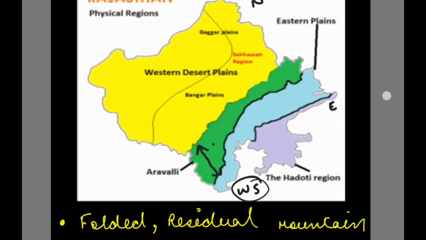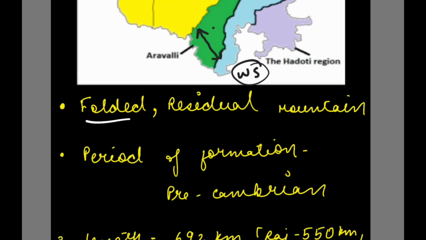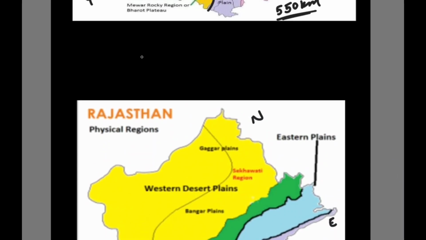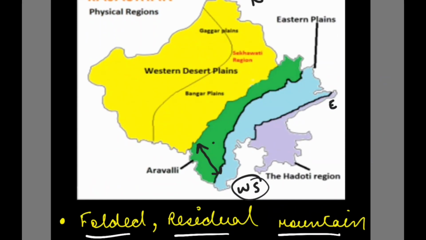So now let's see the facts regarding Aravalli. Aravalli is known as a folded residual mountain. Folded means when two plates, if we take this as plate A and this as plate B, converge towards each other, then by the overlapping a mountain is formed like this. So it is termed as a folded mountain.